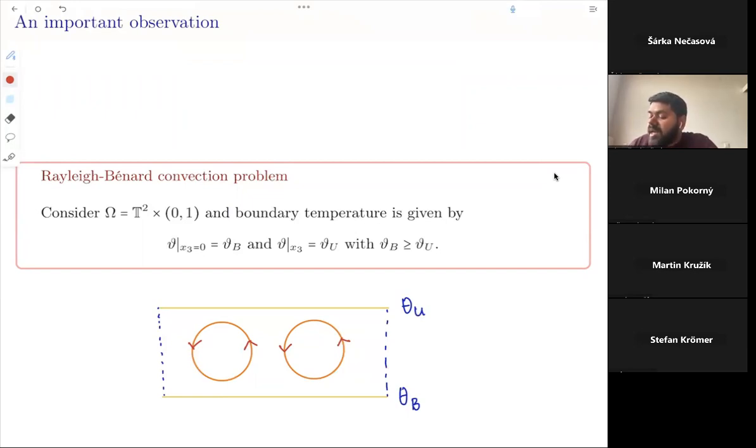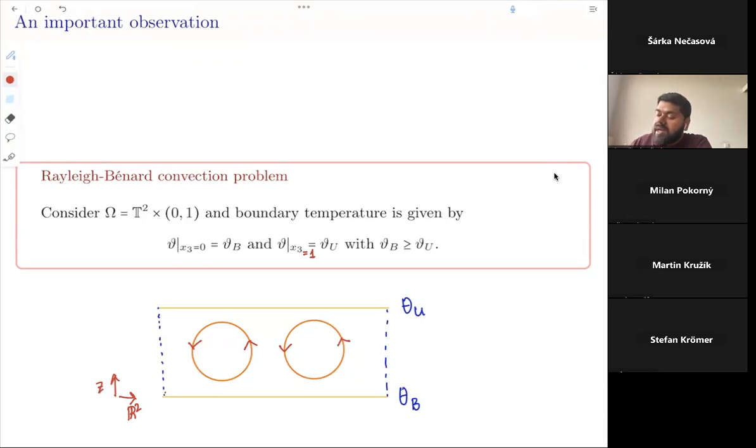this is the torus, and this is the R2 direction, and this is the Z direction, which you can consider to be just (0, 1). And you are in this torus times (0, 1), where at the, sorry, it's a mistake. Yeah, so the bottom temperature and the upper temperature are given, and generally the bottom temperature is higher.